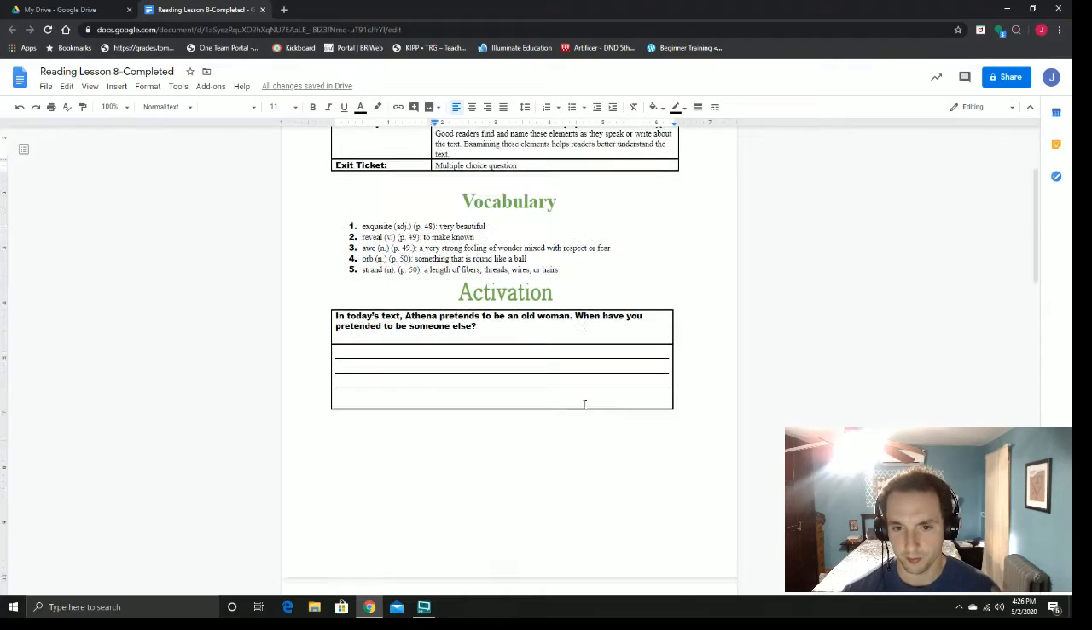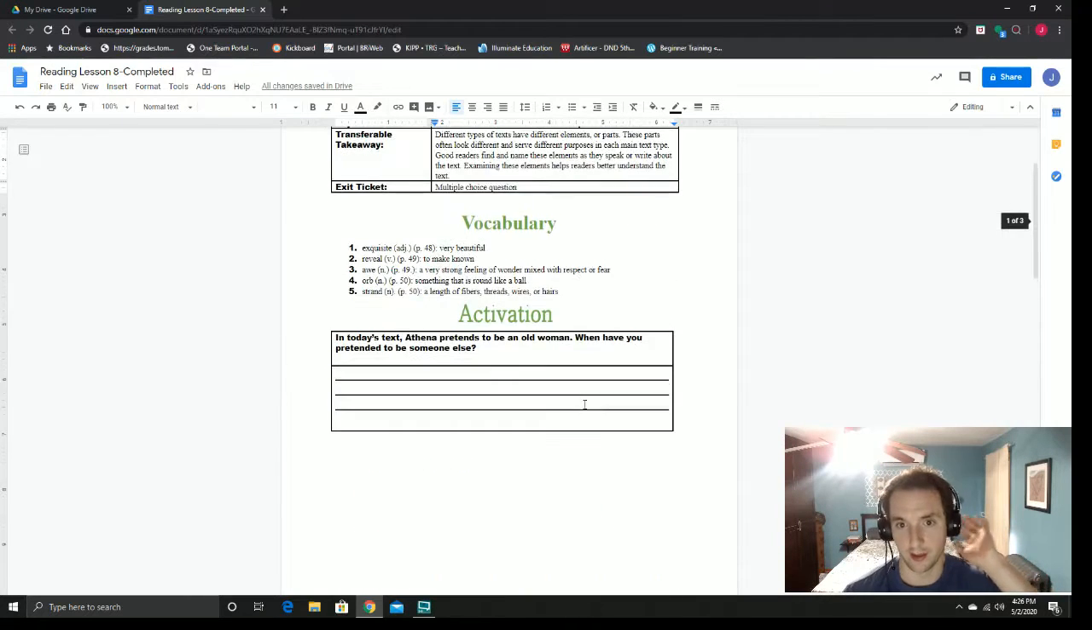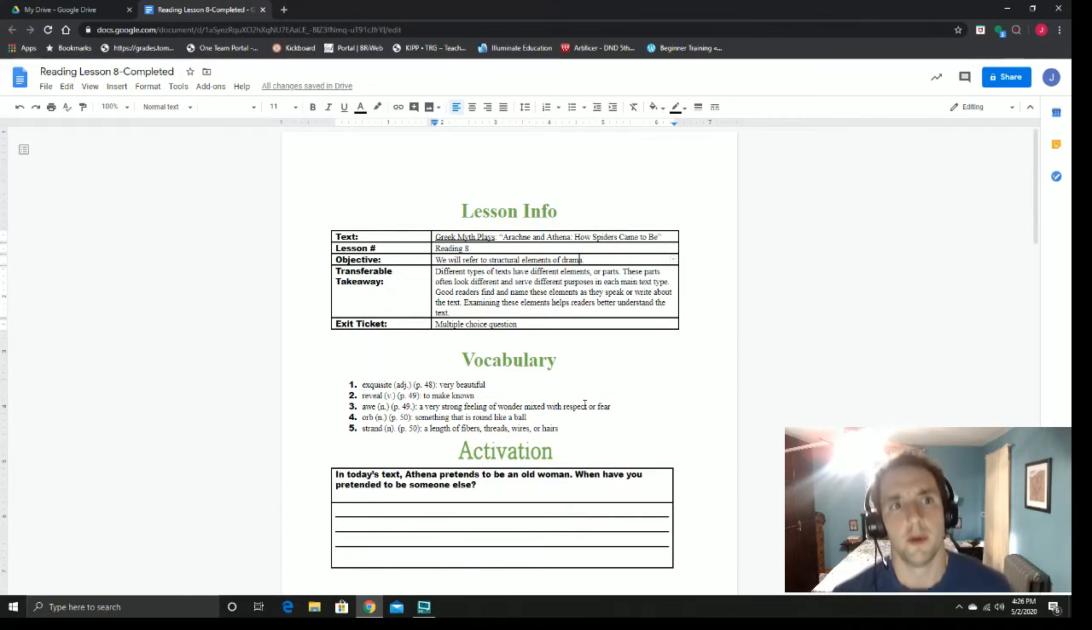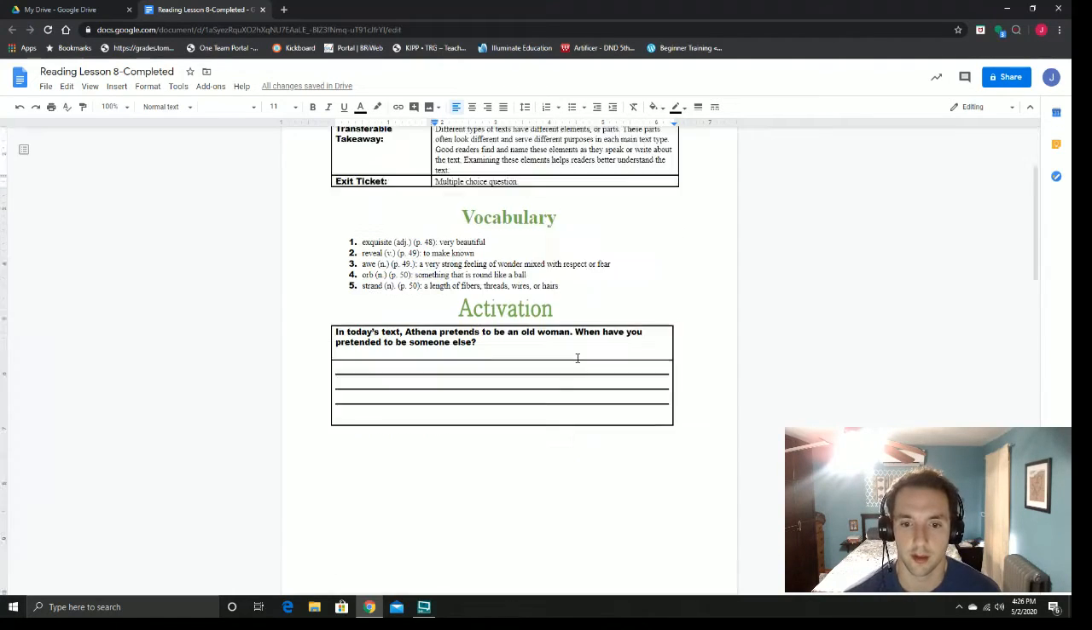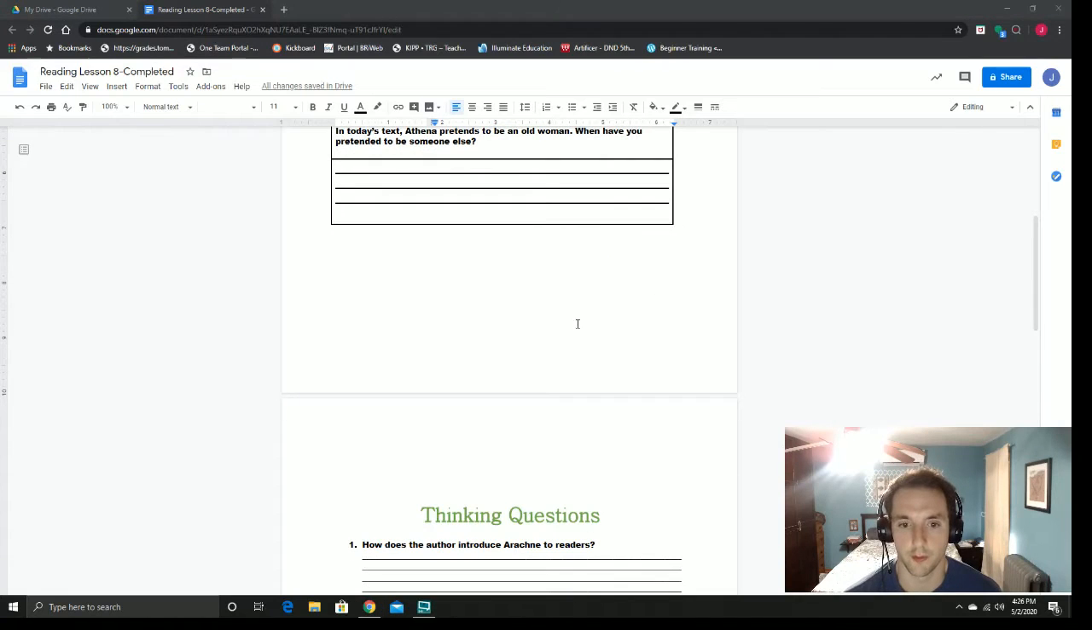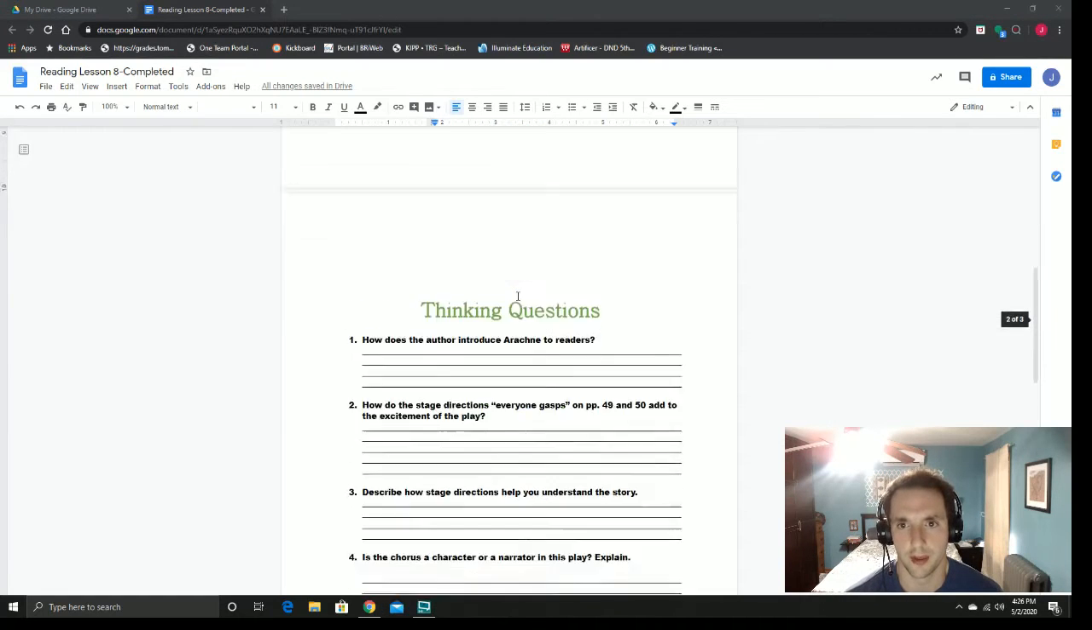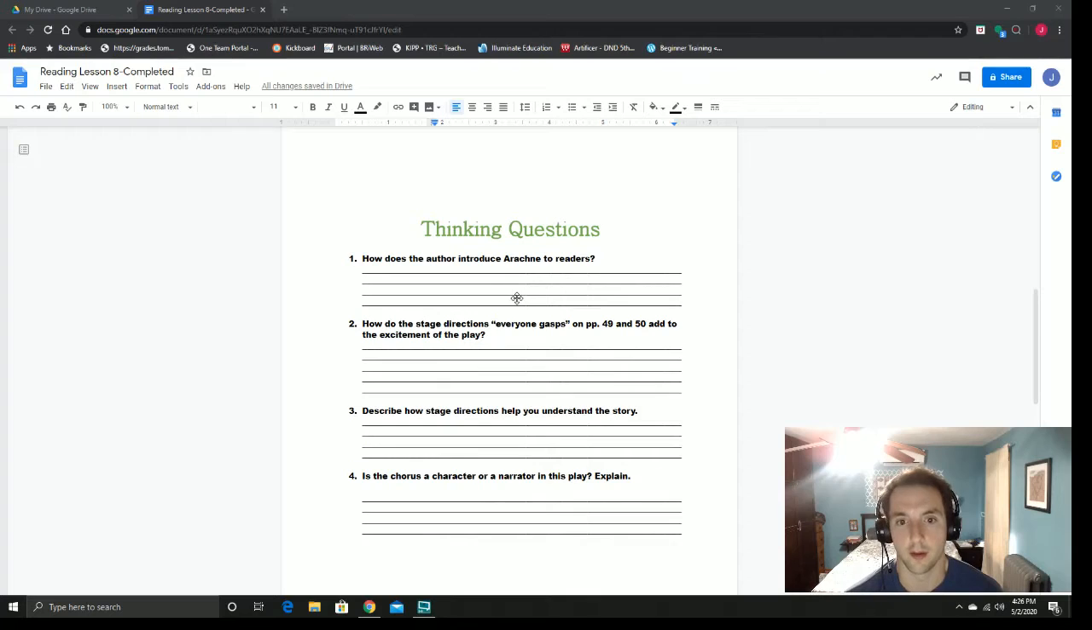Great. We're going to go right into the thinking questions. I know typically I do a lesson, but most of the elements that we're going to be referring to, I already spoke about in the reading portion of it. So if you're unsure about some of these terms that I'm using, you can refer back to that, and I'll make sure to go over them again as we're going through the thinking questions and point them out in the text. So first is, how does the author introduce Arachne to the readers?